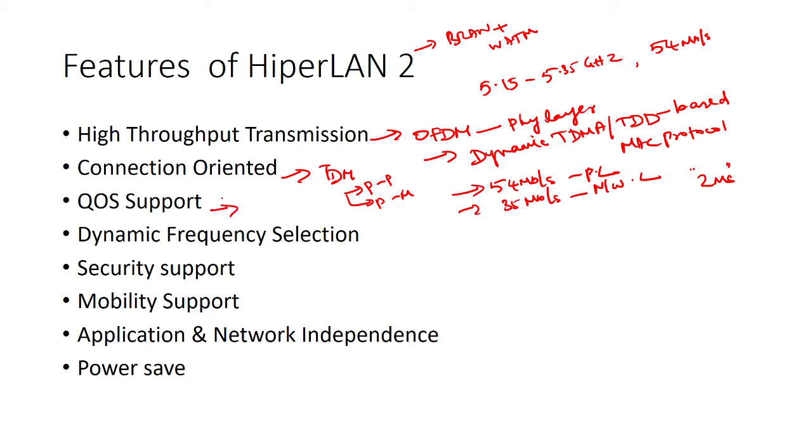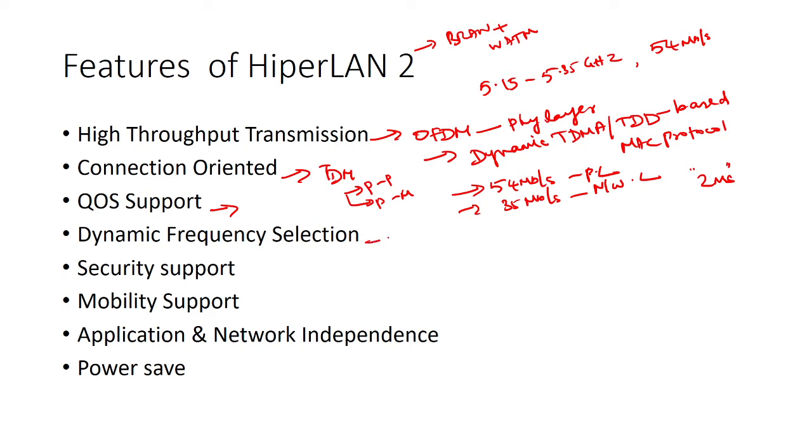So QoS stands for quality of service support. Once a connection is established, the QoS setup is very simple. Since the connection establishment has one set of QoS support, it has good quality of service parameters. So hence the performance will be good in Hyperlan 2.